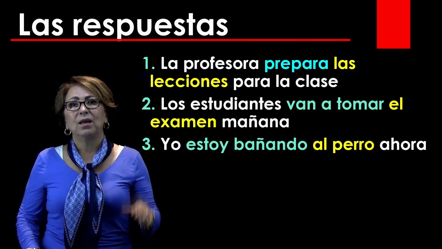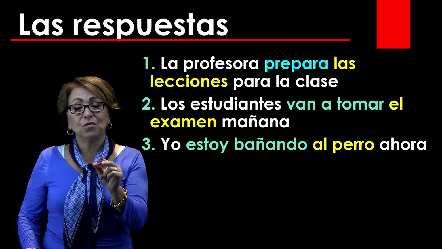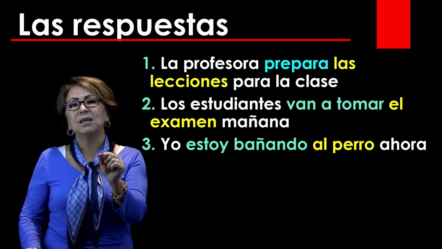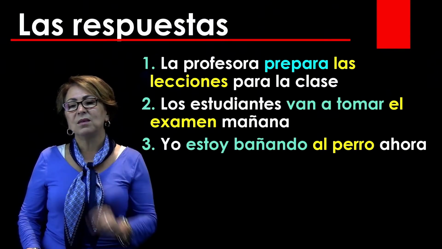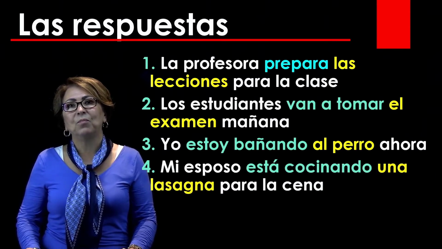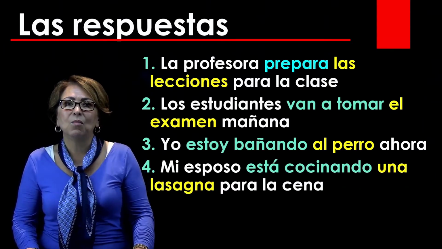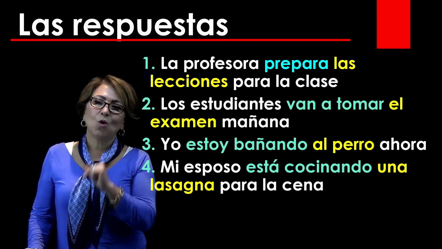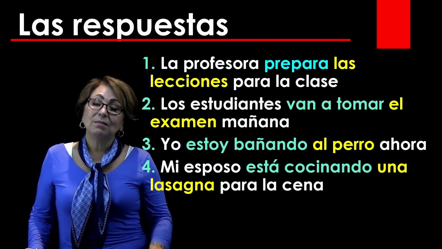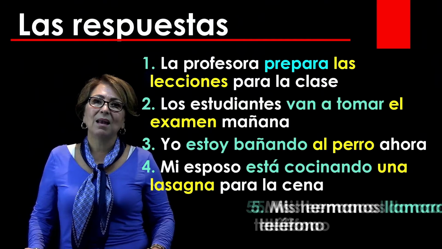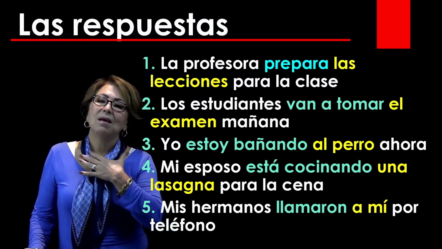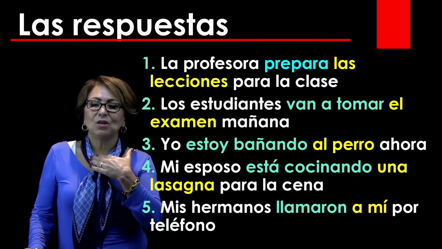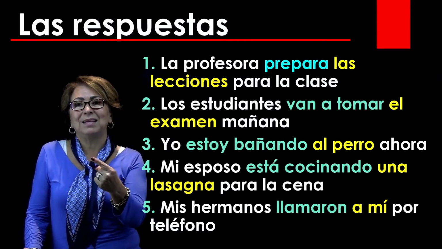On the third one, estoy bañando, 2 verbs because it's presente progresivo, and al perro in the yellow is what's going to be replaced. Same thing in number 4. Una lasaña will be your object, the one that you're going to replace. And number 5, a mí, that is the person that you're going to include once you replace it.